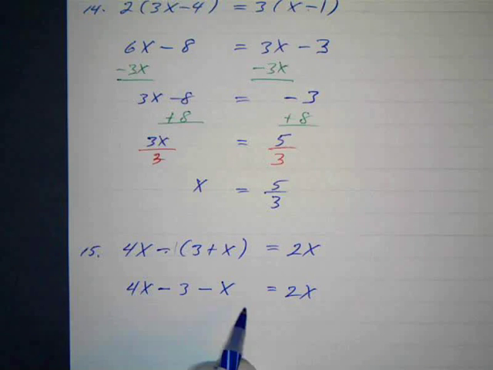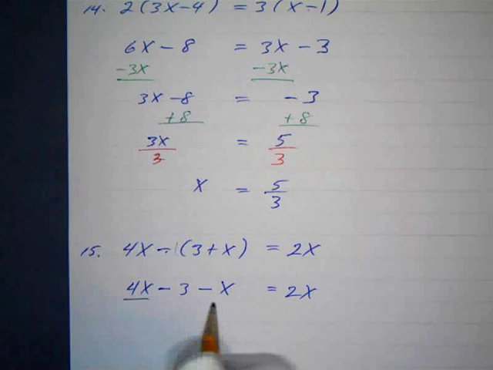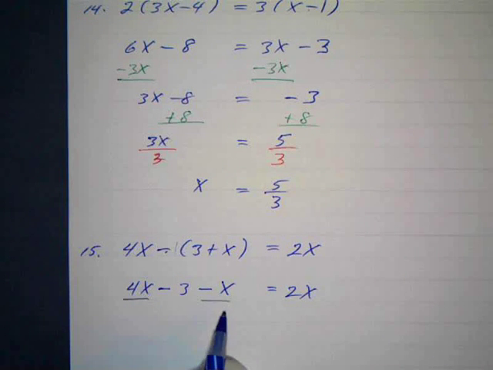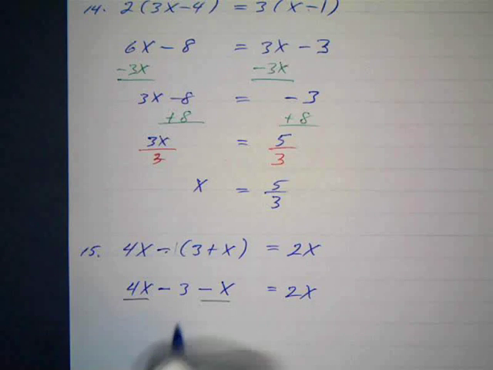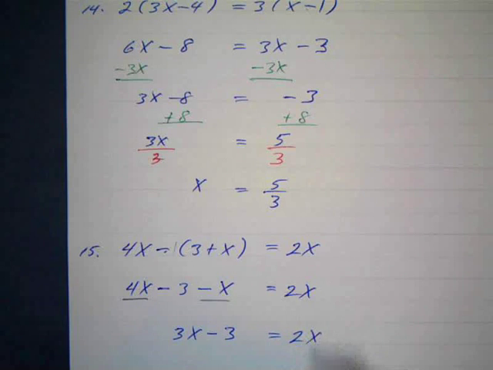Now I have to simplify on the left because I've got numbers and x's. I got 2 x terms. So I can simplify these. 4x and x, negative x, are the same. So what's 4x minus 1x? That's just 3x. So this becomes 3x minus 3 equals 2x.